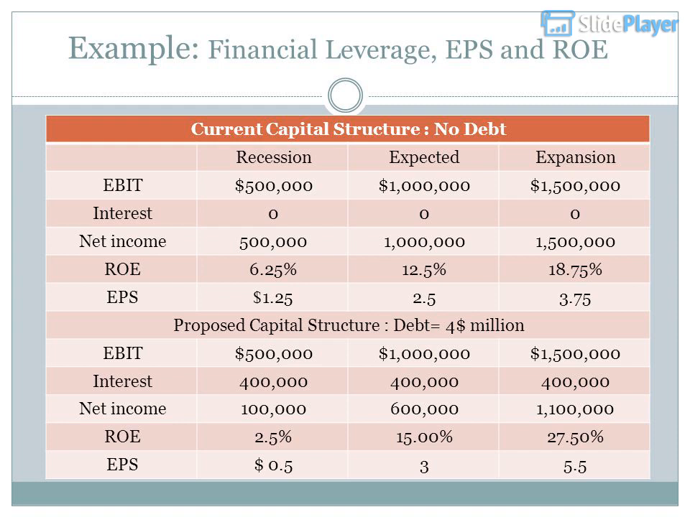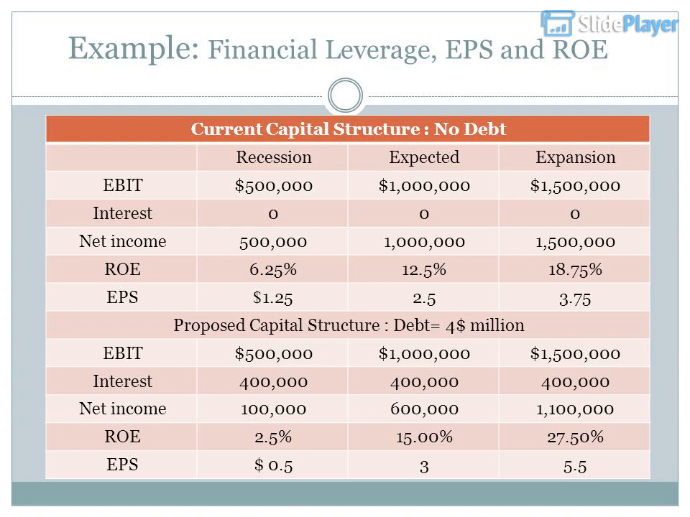Example, financial leverage, EPS and ROE. Current capital structure, no debt. Expansion, expected, recession. EBIT: $1,500,000, $1 million, $500,000. Interest: 0. Net income: 15 lakh, 10 lakh, 5 lakh. ROE: 18.75%, 12.5%, 6.25%. EPS: $3.75, $2.5, $1.25.